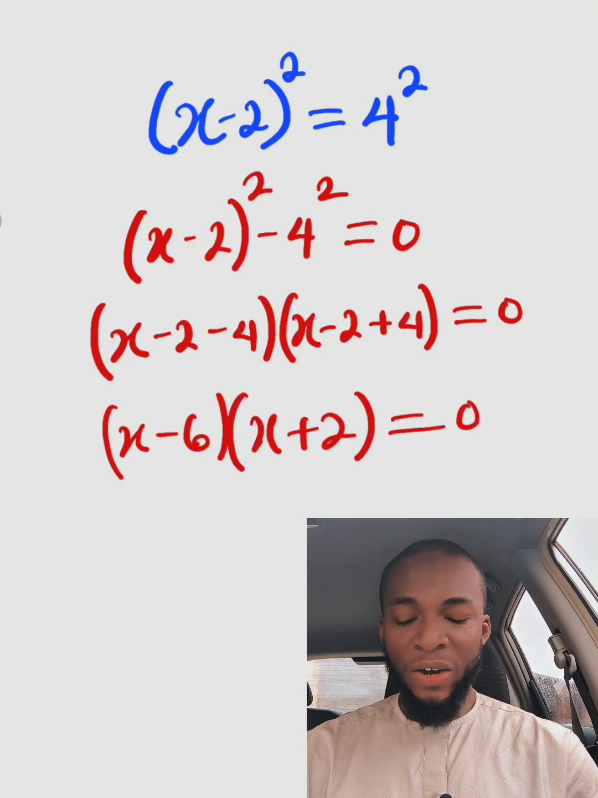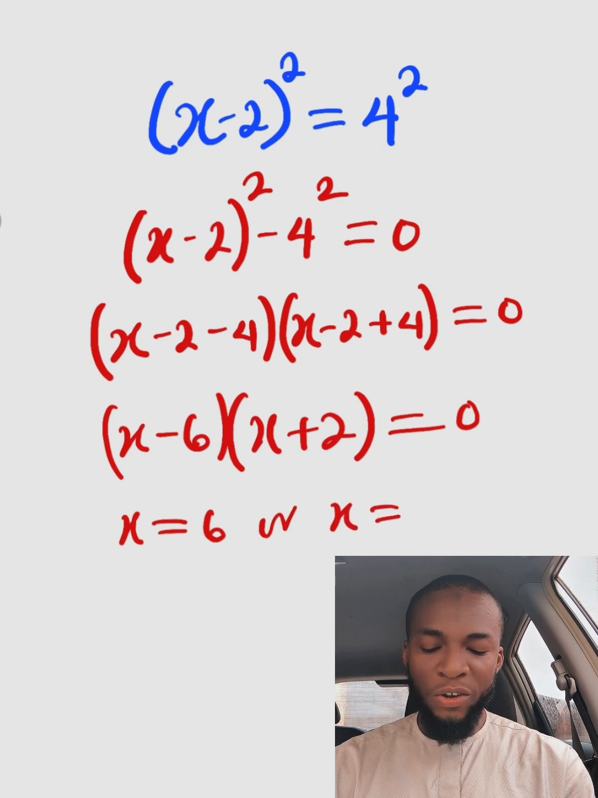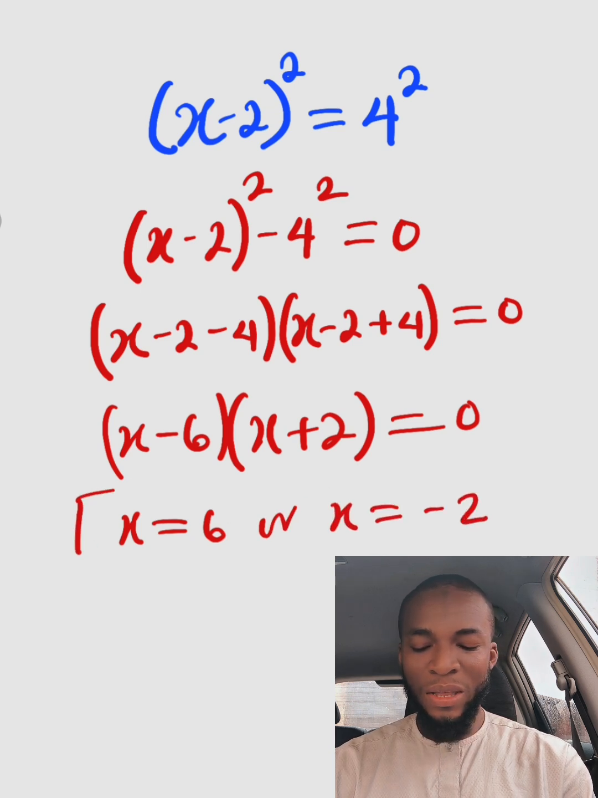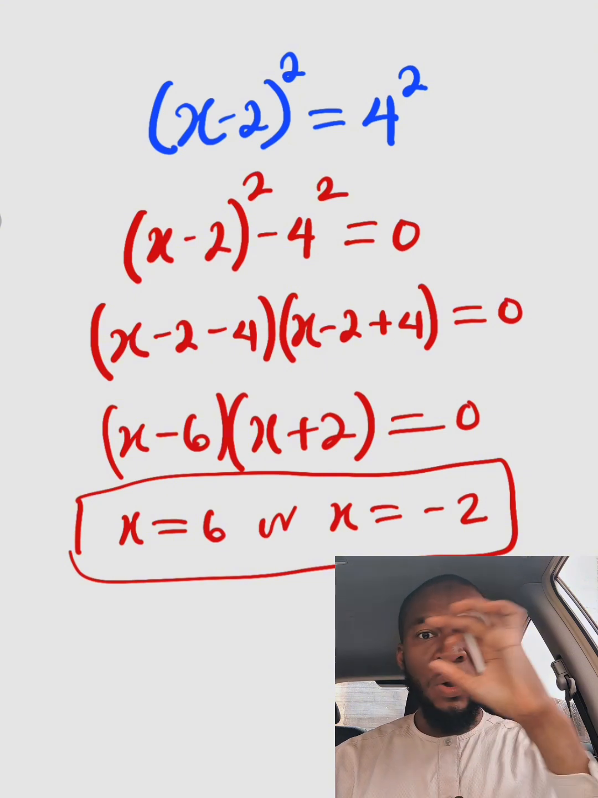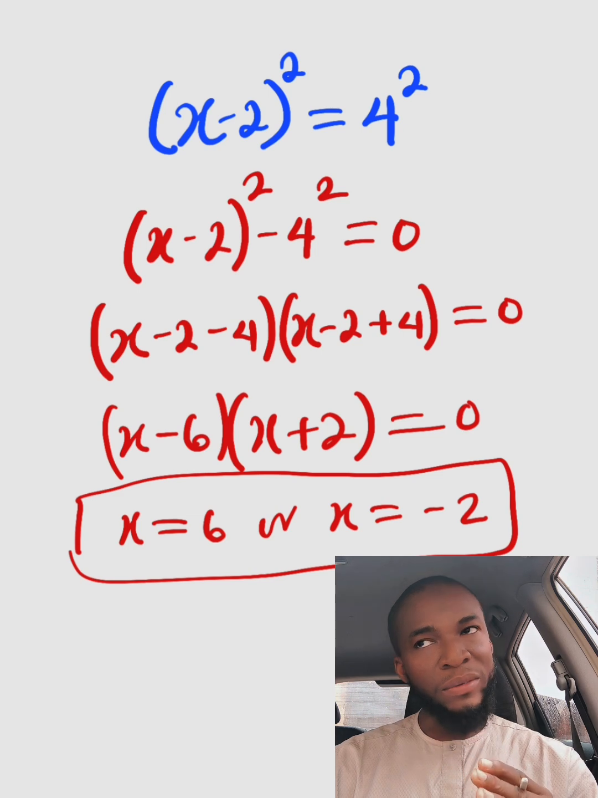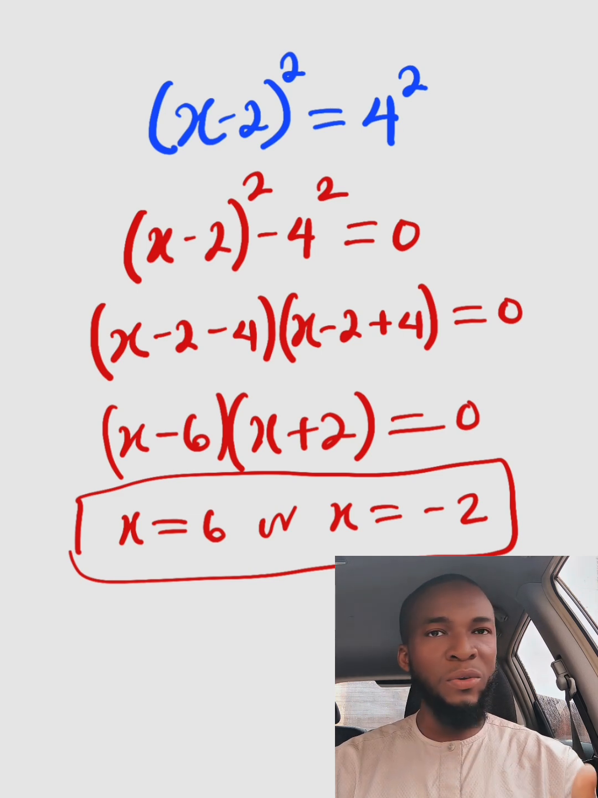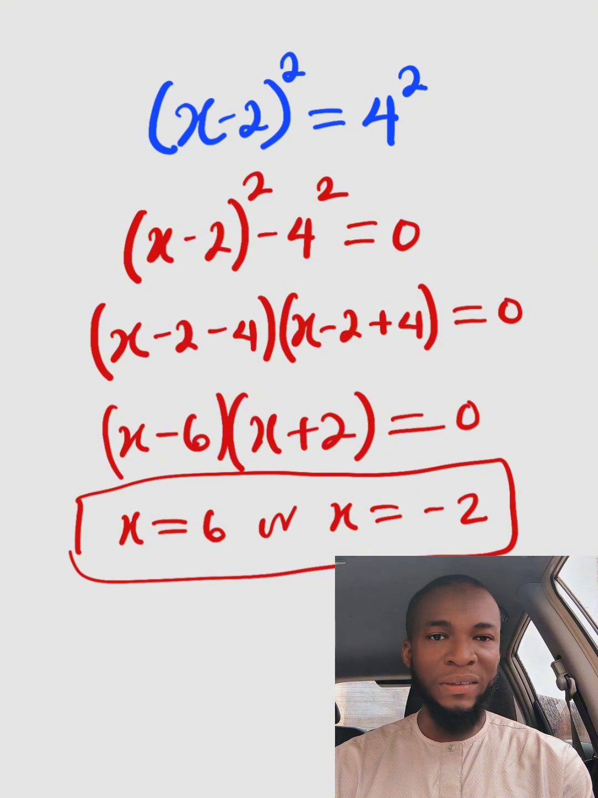So by setting each factor here equal to 0, you can see that x is either equal to positive 6 or x equal to negative 2. You see that we have two solutions. So once you have equal exponents, please do not equate the bases. Sometimes you could obtain a complex solution which maybe according to the condition is not necessary. But if a condition is not given to you, please go ahead and solve the equation entirely.